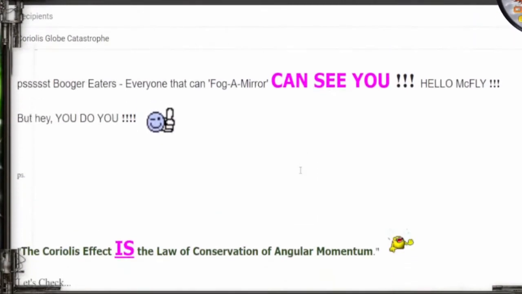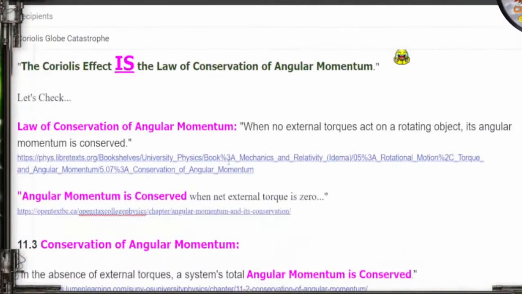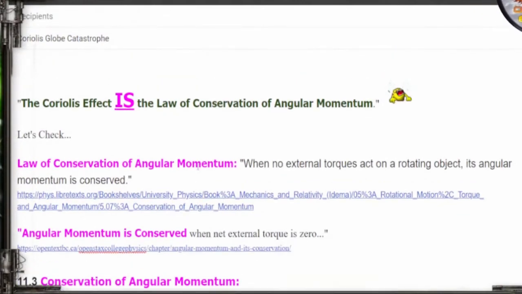P.S. The Coriolis effect is the law of conservation of angular momentum. Remember he said that statement up above. Well, we don't want to let that go, do we? I don't think we do. This is what he said, and you've heard it from others. The Coriolis effect is the law of conservation of angular momentum.